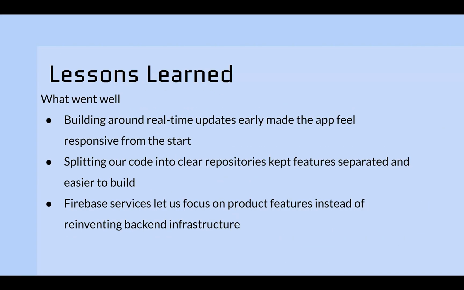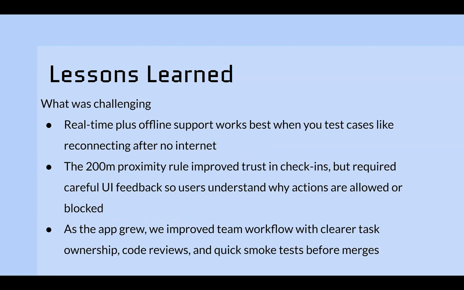Lessons learned. A few big takeaways were building real-time updates early made the app feel fast and consistent. Organizing the code into repositories kept the project manageable as features grew. Firebase also helped a lot. Firestore, authentication, storage, and App Check let us ship real functionality quickly. Some of the challenging stuff we faced: we also learned to test realistic situations like switching connectivity. And we learned that location-based rules, like the 200-meter check-in, need clear UI feedback.